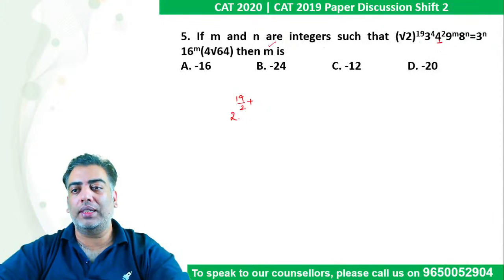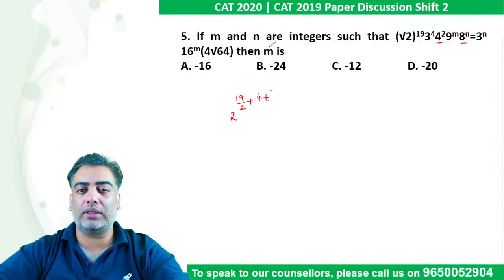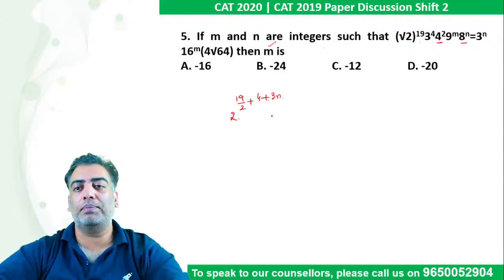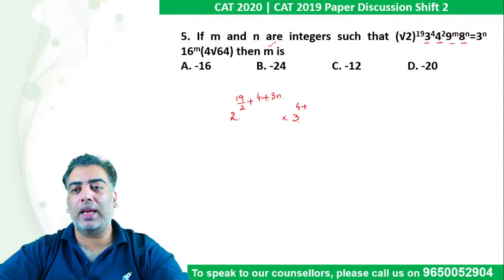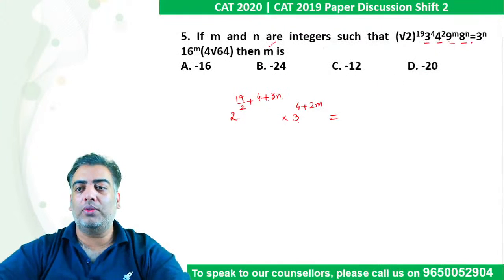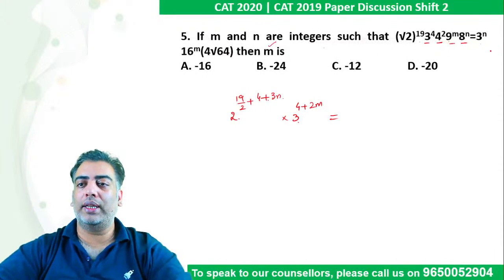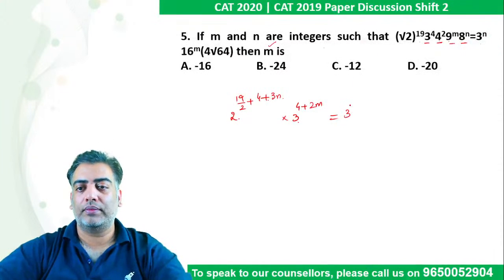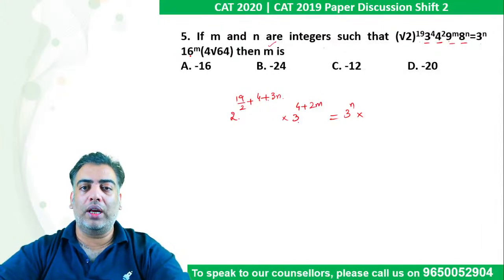4 raised to power 2 is 2 raised to power 4, plus 8 raised to power n is 2 raised to power 3n. So bases are the same, powers will be added. Times the power of 3, which is 4, plus the power of 9 is m. So 3 raised to power 2m is there effectively. Equals, let's collate the powers of 3 here. So it is only 3 raised to power n. And these all are powers of 2.